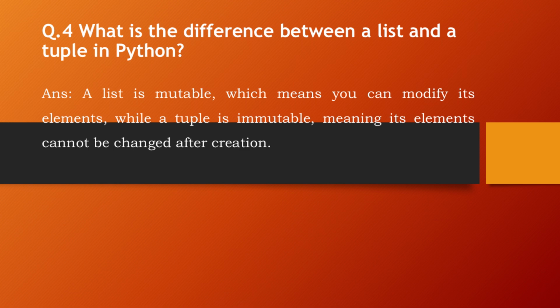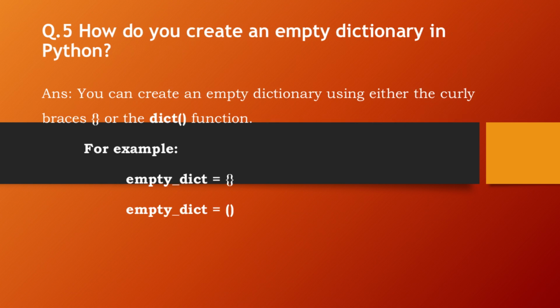What is the difference between a list and a tuple in Python? A list is mutable, which means you can modify its elements, while a tuple is immutable, meaning its elements cannot be changed after creation. How do you create an empty dictionary in Python? You can create an empty dictionary using either the curly braces or the dict function.